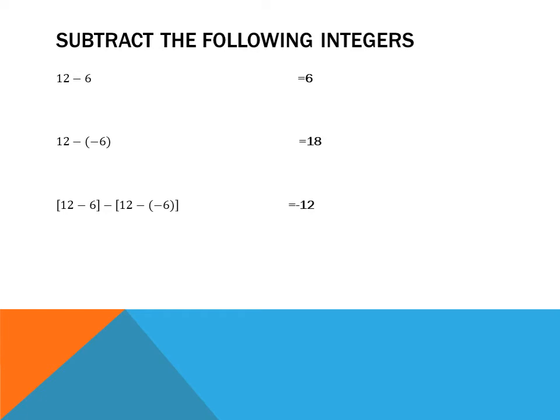What if we have the quantity of 12 minus 6 minus the quantity of 12 minus negative 6? Let's solve first the numbers inside the brackets. We have 12 minus 6, which is equal to 6. Then let's solve the other numbers inside the brackets. 12 minus negative 6, change the sign of the subtrahend. Negative 6 becomes positive 6. So 12 plus 6 is equal to 18. So 6 minus 18 is equal to negative 12.